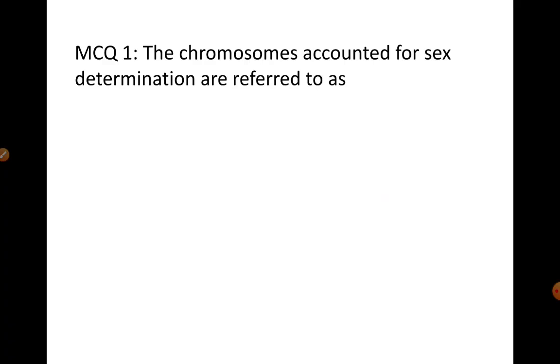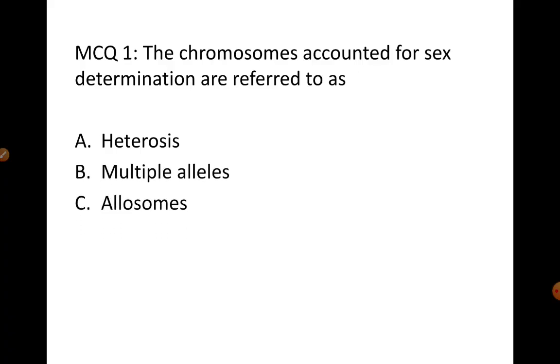Now just try to answer a few questions based on what we have discussed, and it will help us to recollect a few concepts. Now the chromosomes accounted for sex determination are referred to as, what could be the answer? Heterosis, multiple alleles, allosomes or autosomes. So in the introduction to this session, we discussed what autosomes and allosomes are, right? So here, what is the answer? The chromosomes that are responsible for deciding the sex of an individual are referred to as, the answer is option C, the allosomes.